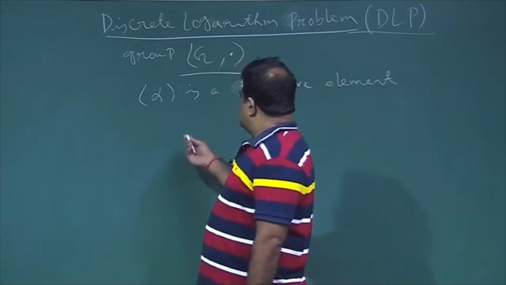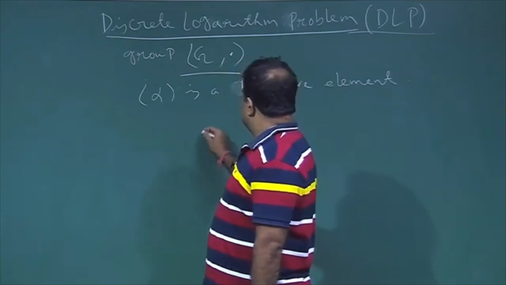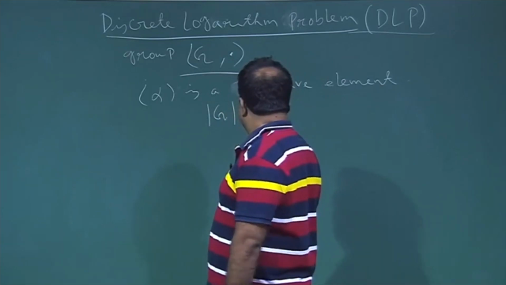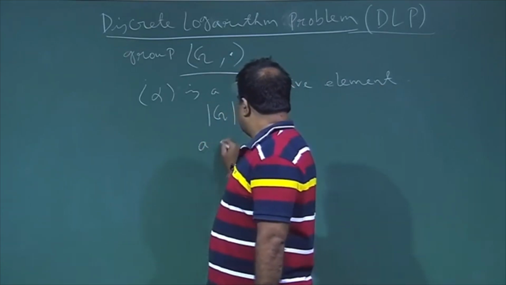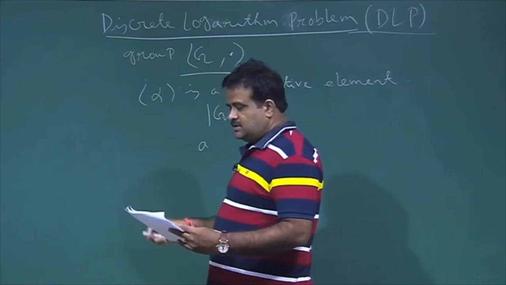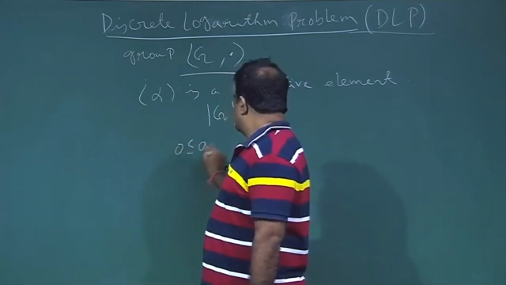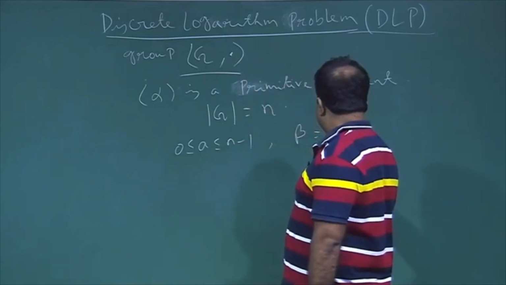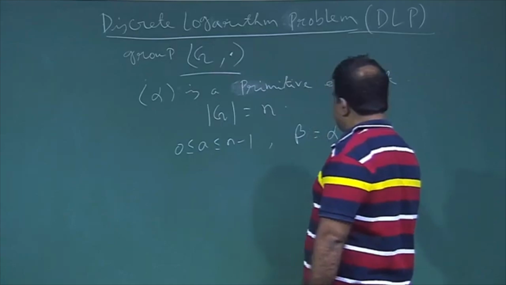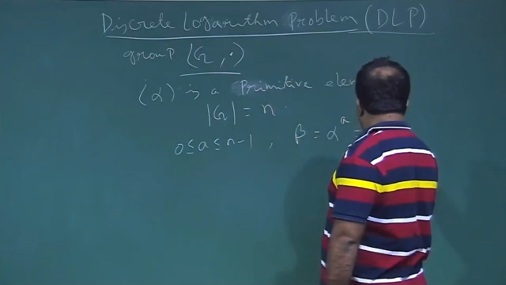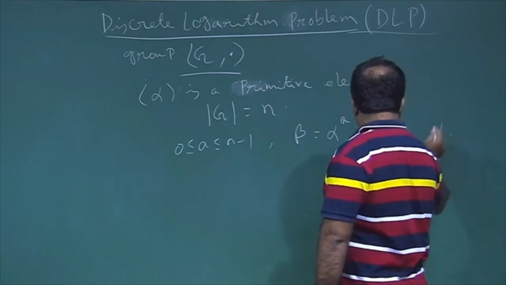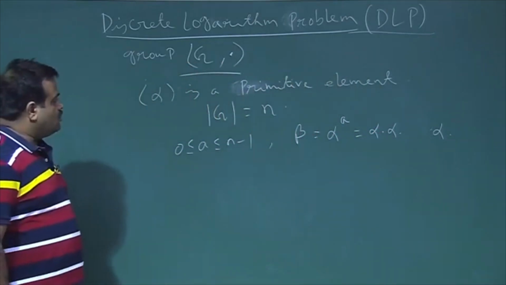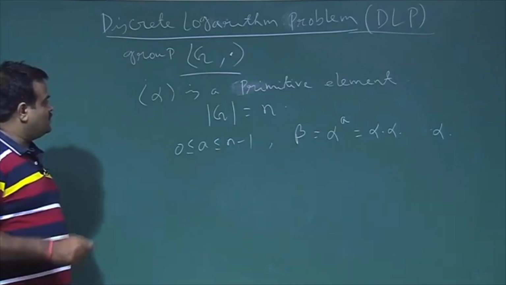Suppose the order of G is n. We choose a, which lies between 0 and n minus 1, and we compute beta, which is alpha to the power a. In the multiplicative sense, that is alpha multiplied by itself a times, or it could be the additive sense, depending on the operator we are using. So we compute beta equal to alpha to the power a.